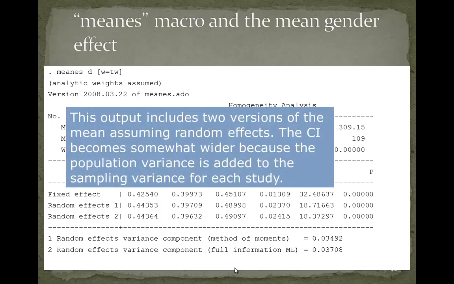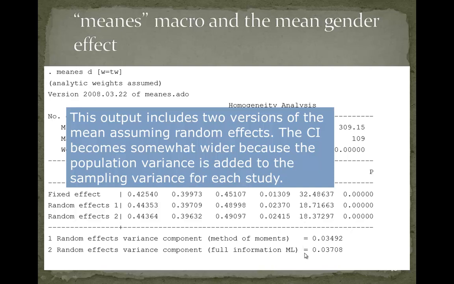So this output includes two versions of the mean assuming random effects. The confidence interval becomes somewhat wider because the population variance is added to the sampling variance for each study. So that's what's happening down here. The means are about the same. You're not getting a different answer in terms of detecting that there's a gender effect, but you can see that there's much less power in terms of the random effects version. The z-test kind of directly shows you that because it's half the size in the case of the random effects versions compared to the fixed effects one.